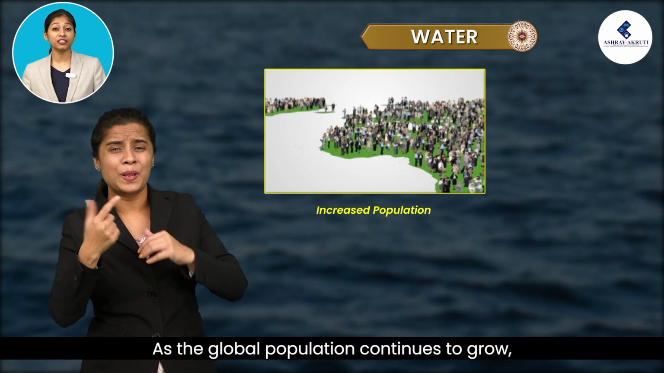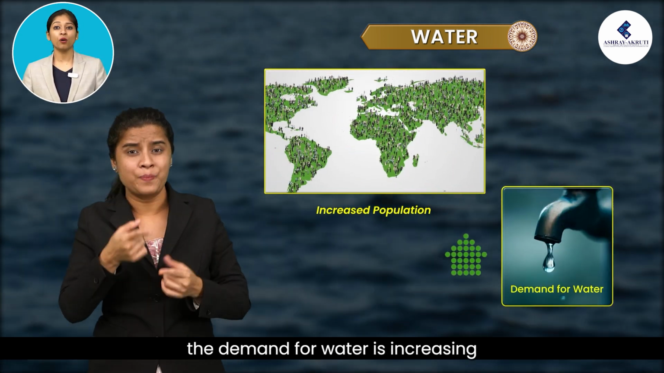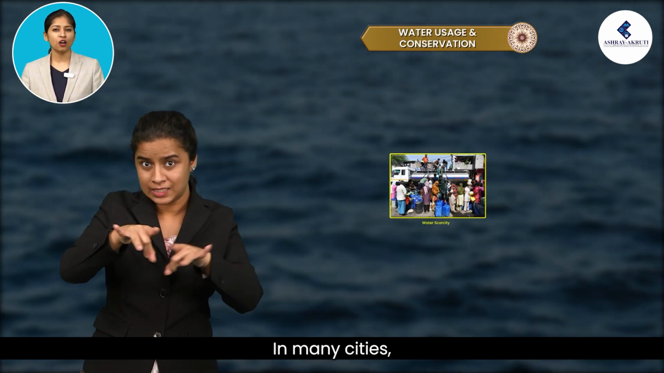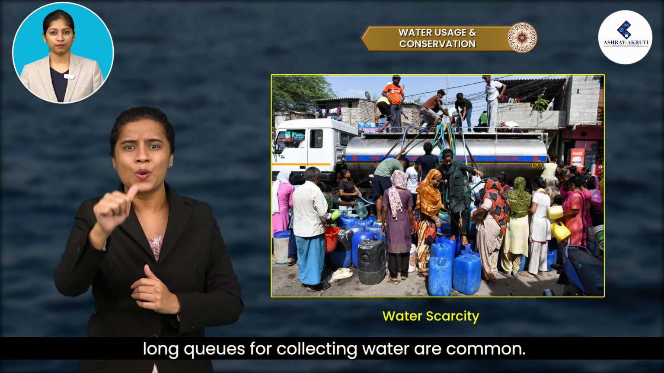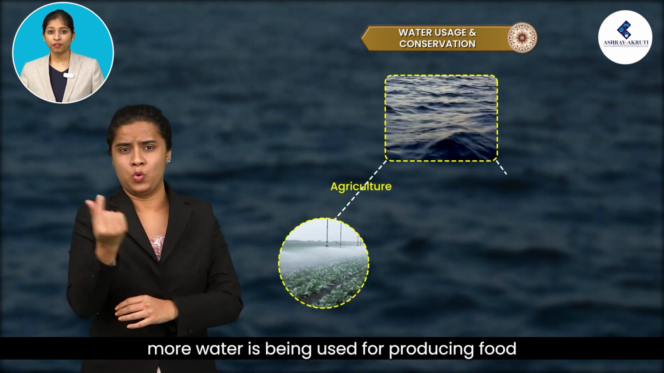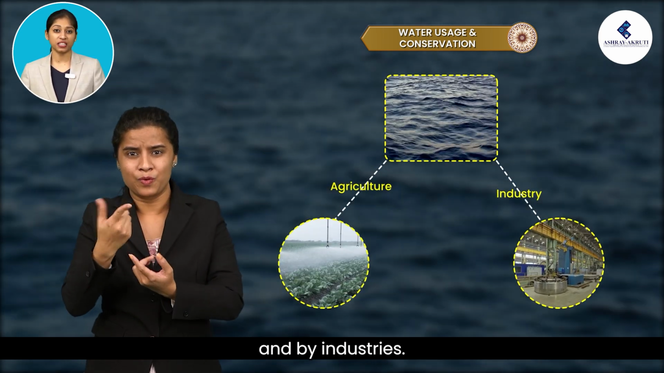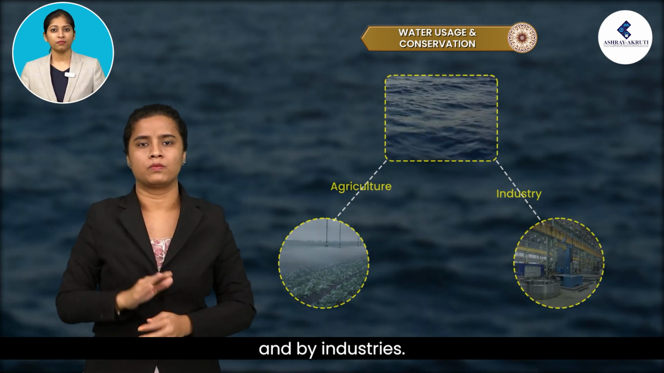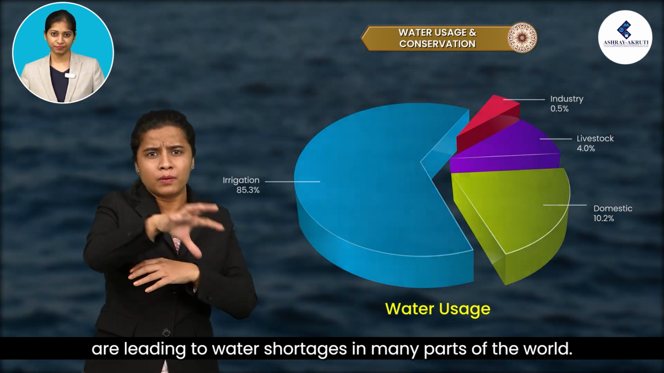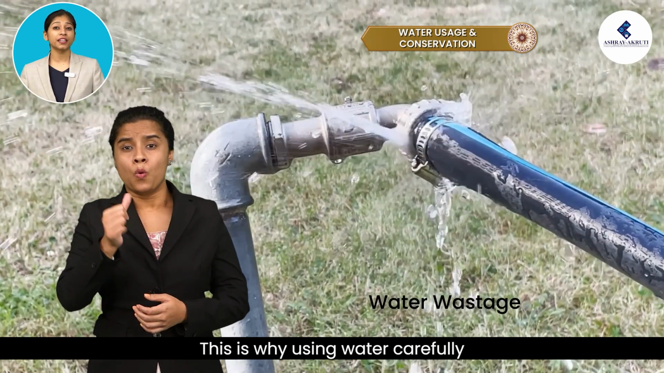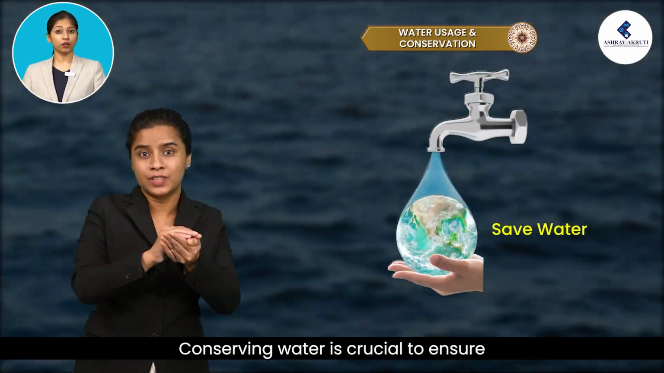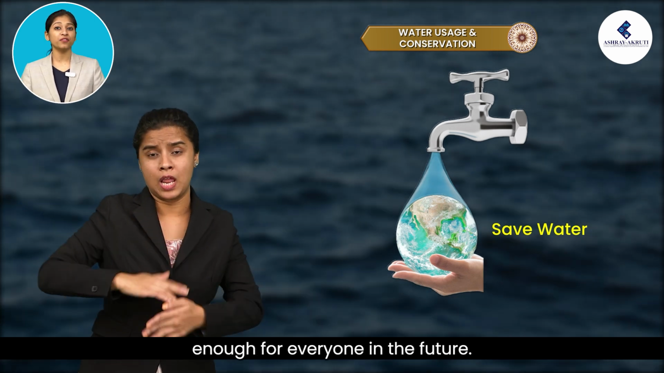As the global population continues to grow, the demand for water is increasing day by day. In many cities, long queues for collecting water are common. Additionally, more water is being used for producing food and by industries. These factors are leading to water shortages in many parts of the world. This is why using water carefully and avoiding wasting it is very important. Conserving water is crucial to ensure enough for everyone in the future.